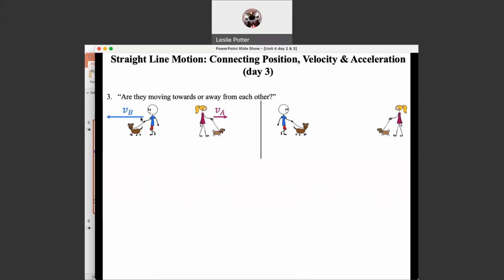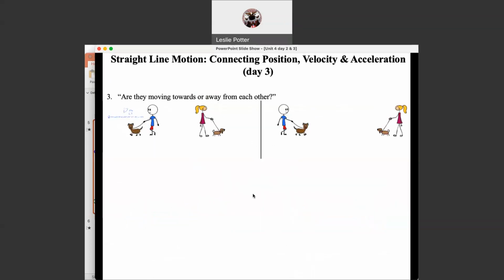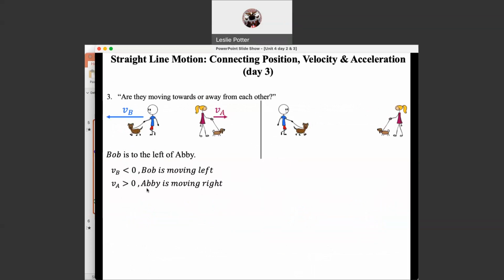If they're moving away from each other, what we'll see now is the fact that they have different velocity signs. On the previous page, we were looking more at the values because the signs would be the same, because they're both moving in the same direction. But now the signs are different. So now our justification is that Bob is to the left and Bob has negative velocity, so Bob is moving left, and Abby is moving right. The justification is that they're moving away from each other because those scenarios are set up.